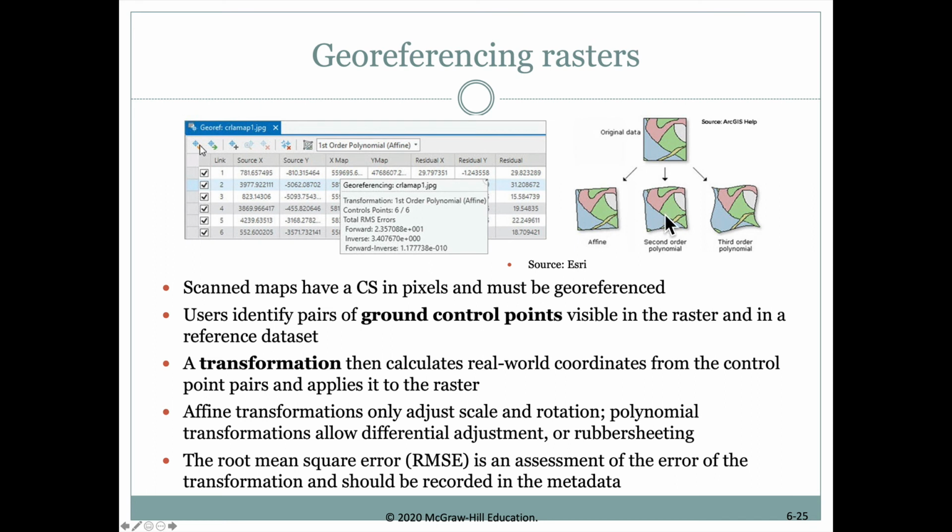After we do any of these transformations, we can look at the RMS error, which means the root mean squared error. This is going to tell us how close those control points that we started with are after the transformation to where we expected them to be. And this RMS error, or RMSE, is an overall assessment of how accurate the map is with respect to those real-world coordinates.